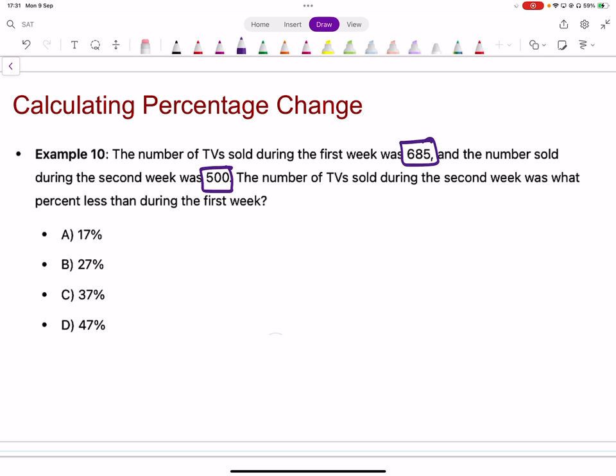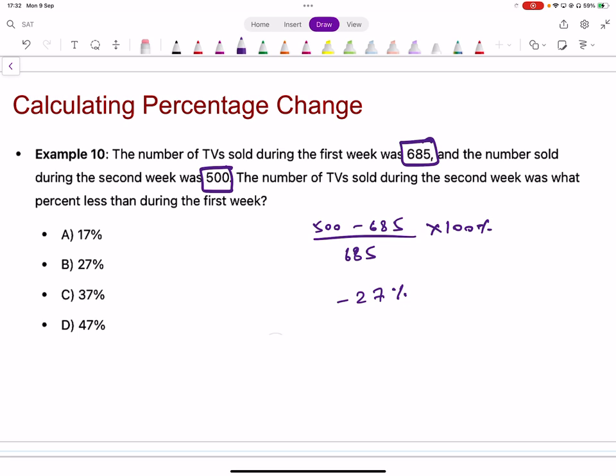Percentage change find करनी है. What's the formula for that? New value minus the old value divided by the old value. In the second week, the number is 500. So we say 500 minus 685. The denominator is going to be 685, the original value. That's what the denominator is. Into 100%, you can see what that is. What's this number? Minus 27. Okay, so let's say 27%, round off करके, that's what you get, minus 27%.